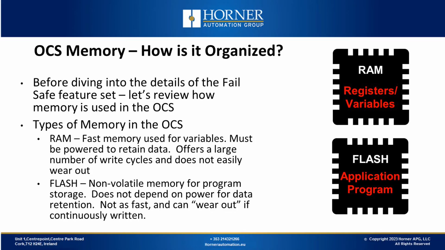The second type is flash memory, which is non-volatile and doesn't require continuous power to maintain memory. However, it's not as fast as RAM and can wear out when continuously written to. While flash memory offers the advantage of retaining data during power down events, it has limitations in terms of write speed and durability. Those are the two main memory types in the OCS.